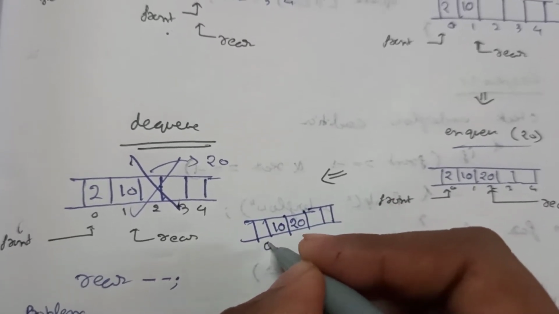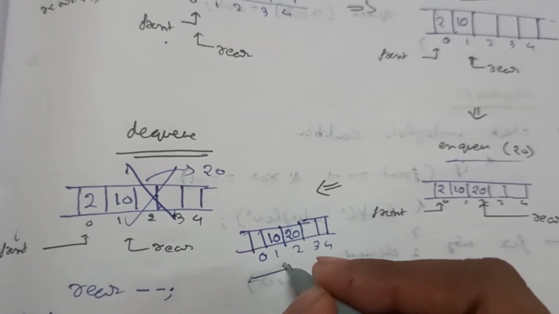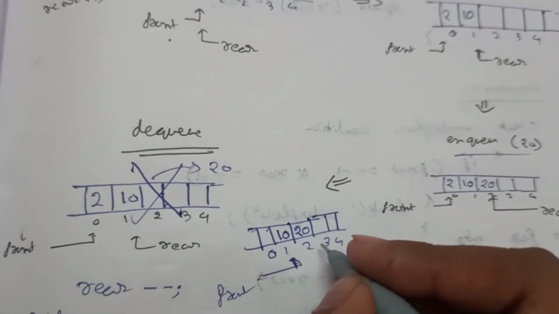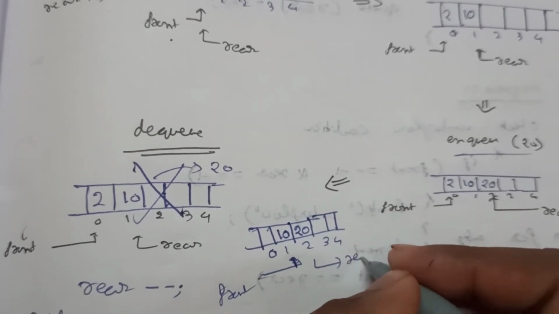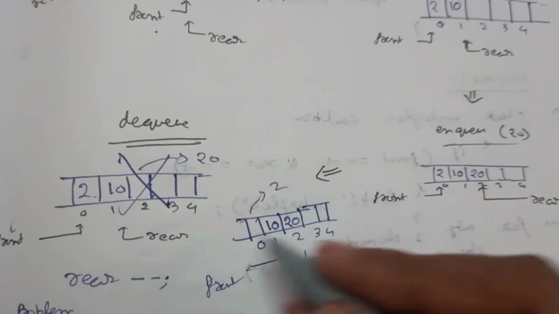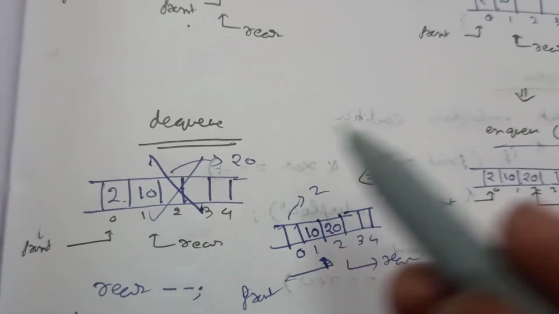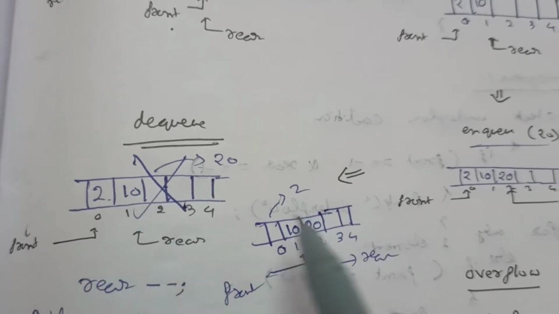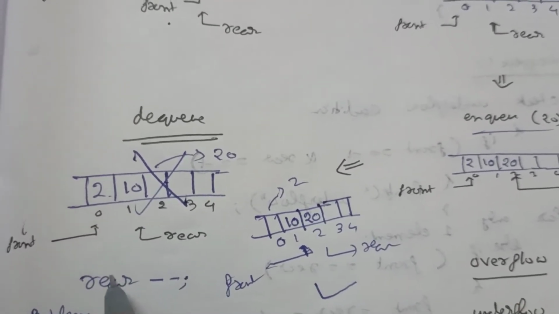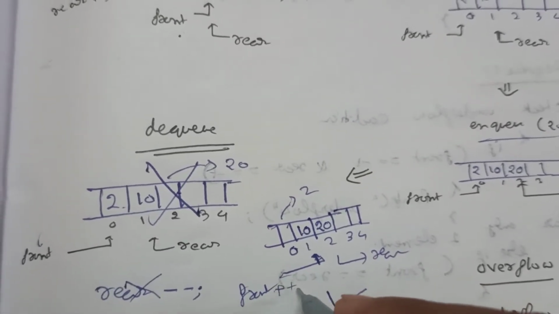So dequeue will be like this. Now front is here at 10. This is front and this is rear. So this 2 will be deleted, not the 20. So remember, the earlier one is for stack. I wrote this one to make you understand that this is not the case. This is the real case. So we do not do rear minus minus, we just do front plus plus.